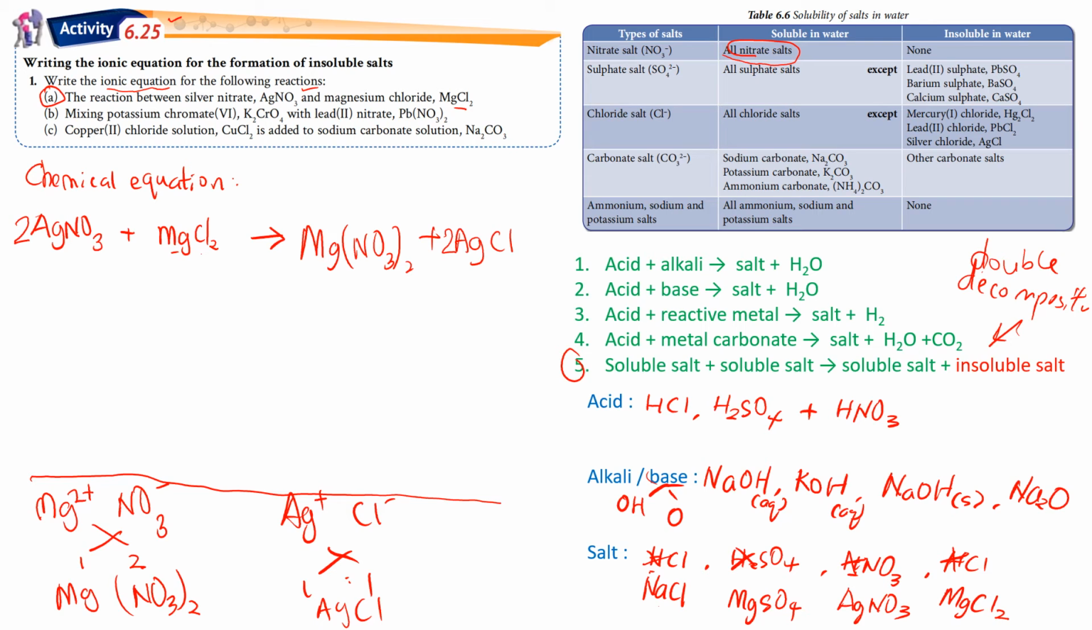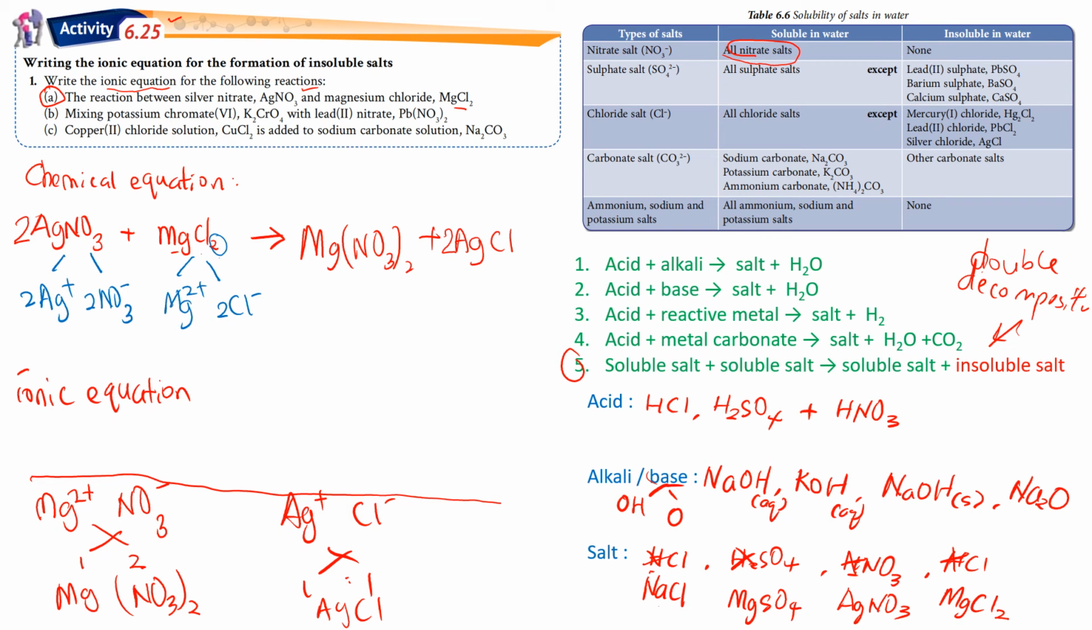Now from the chemical equation, we try to write out the ionic equation. To write the ionic equation, you must be able to write out the ions first. Silver nitrate is a soluble salt, so it can ionize in water to form silver ion and nitrate ion: 2 silver ions and 2 nitrate ions. Magnesium chloride is also a soluble salt, so it ionizes in water to form magnesium ion and 2 chloride ions.